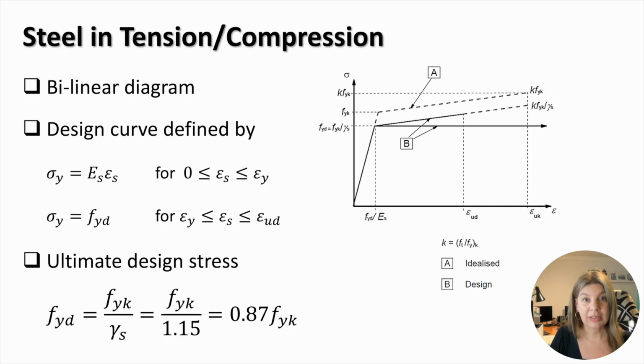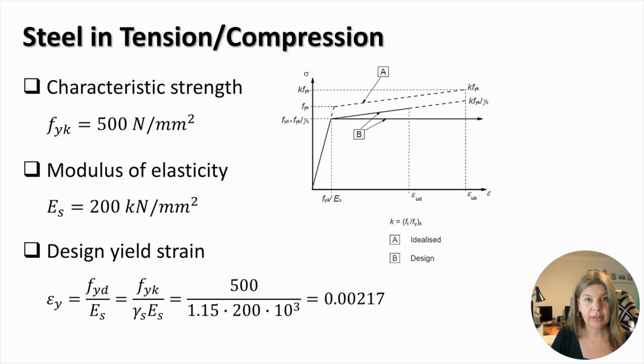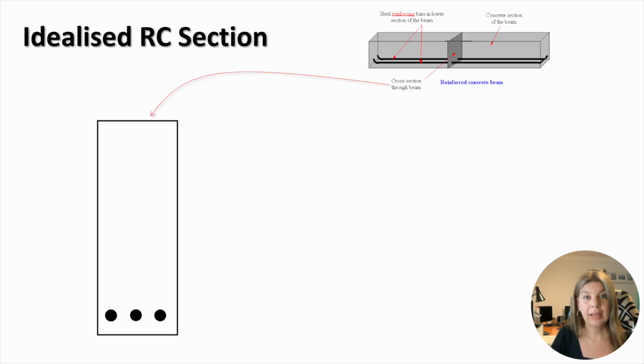The ultimate design stress is equal to the design yielding strength, which is the characteristic yielding strength divided by a partial safety factor for steel, gamma S, which equals 1.15. This gives a design strength that equals 87% of the characteristic strength. The characteristic yielding strength of steel equals 500 megapascals, while the modulus of elasticity is 200 gigapascals. As a result, the yielding strain can be found from the expression as 0.00217.